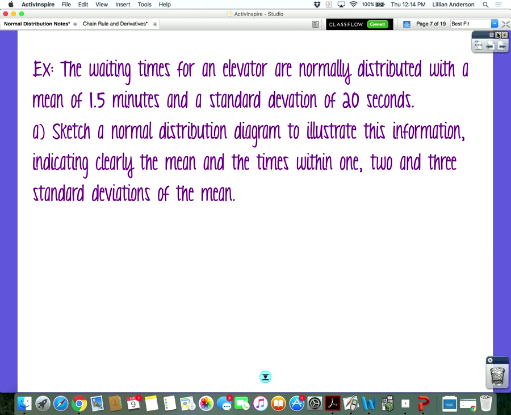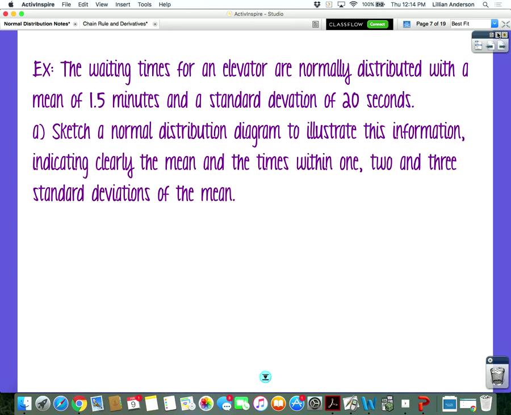Now, what do you really need from this? The waiting time is distributed normally, with a mean of 1.5 minutes and a standard deviation of 20 seconds. Thank you, Bradley. Yes. But you also should know what your variable is, what you're actually dealing with here. So waiting times is also important. You know how to shorthand mean and you know how to shorthand standard deviation.